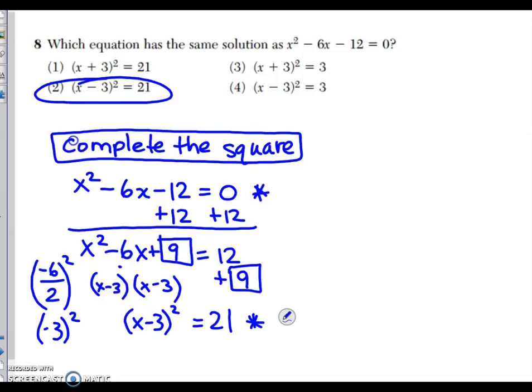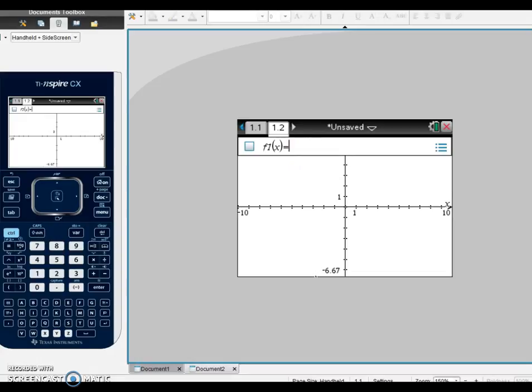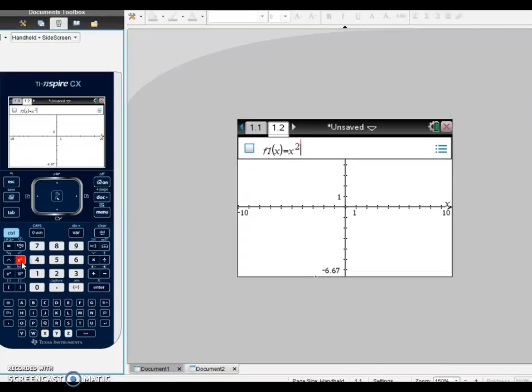Please pause the video and make sure you have all these notes. It is a preview. And then I'd like you to get out your calculator to check something out. So the original equation that we started with was x squared minus 6x minus 12. Sorry for my delay here.